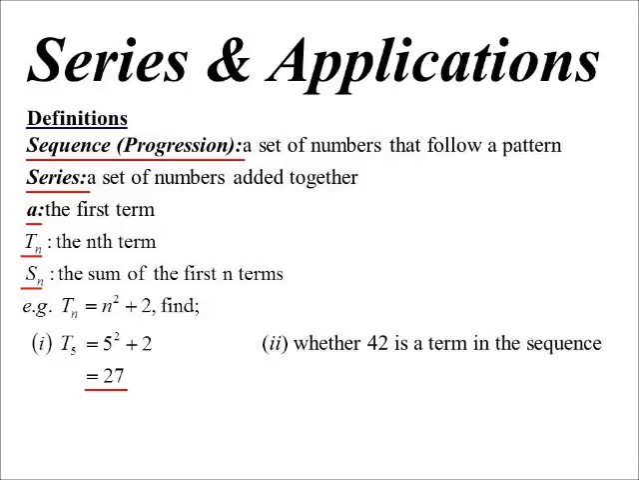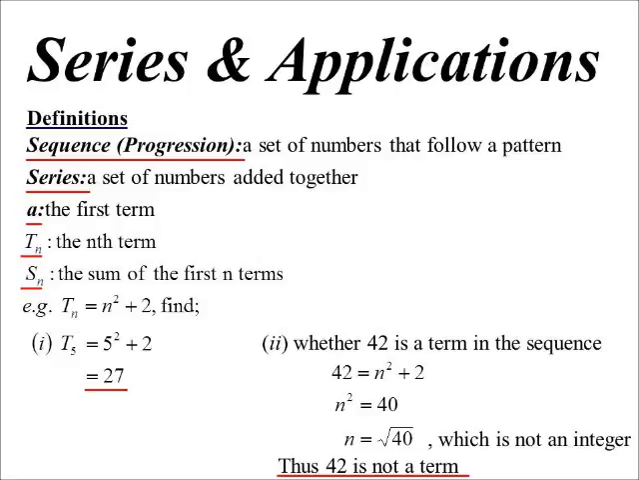I want to find out, is 42 in this particular number pattern? Well, then I solve the equation. The formula was n squared plus 2. Is it possible for this to be 42? Now, of course, the answer is yes, it's possible. However, if it's a term number, it needs to be a whole number. You can't have the square root of 40th term. Because I don't know the square root of 40 exactly, I can't make n an integer. So no, 42 is not in this pattern. Okay.